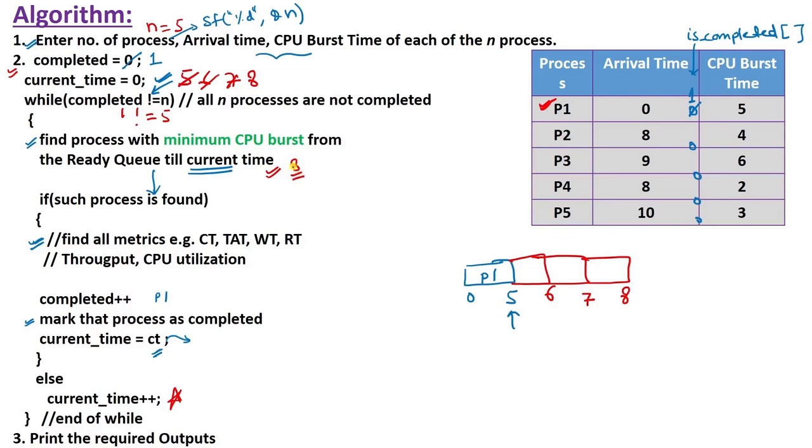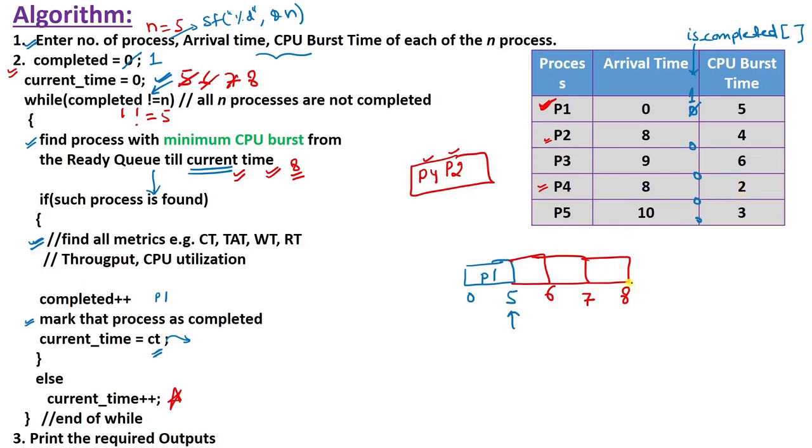Now we come here and we'll say again this is 2 till 8. Is there any process that has arrived? We'll say yes. At 8 we have P2 and we have P4. Now the situation is we are having 2 processes, but we have to select which process. We have to select the process which is having the minimum CPU burst time. So P4 is having the least burst time, that is here 2.